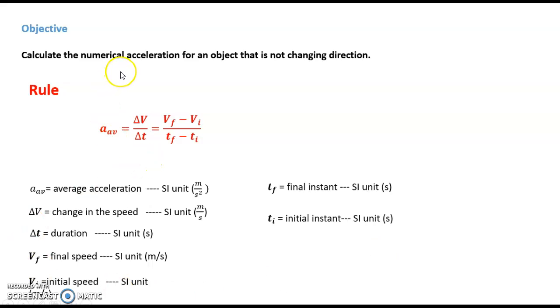The rule for calculating the numerical acceleration for an object that is not changing direction, that is moving in one direction in one dimension along a straight line: a_average is equal to delta v over delta t, where the SI unit of average acceleration is meter per second squared. Delta means a change, so the change in the speed is in meter per second, and the change in time, or the duration, is in seconds. v_f stands for the final speed of the interval of time, and v_i stands for the initial speed, and as I know, the speed is in meter per second. t_f is the final instant, t_i is the initial instant.